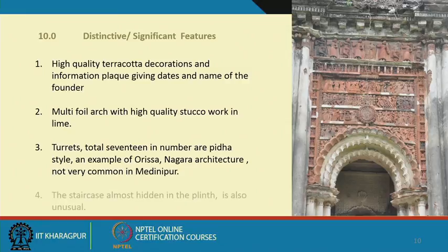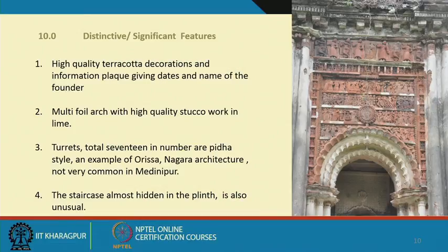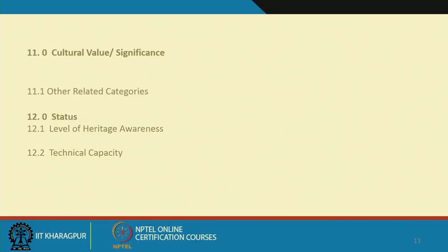So, that makes this particular structure quite distinctive and quite unique. The staircase almost hidden in the plinth is also quite unusual. One cannot make out where it goes under the plinth. So, these are some of the things one can summarize as the distinctive features, along with the proper photographic reference and comments.